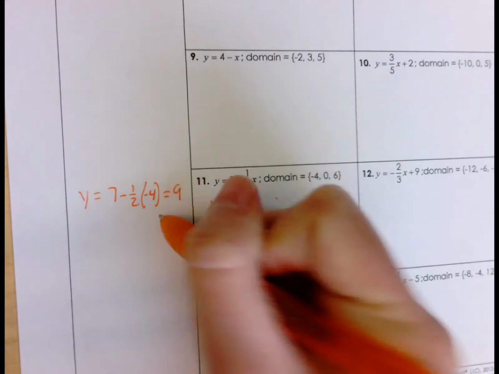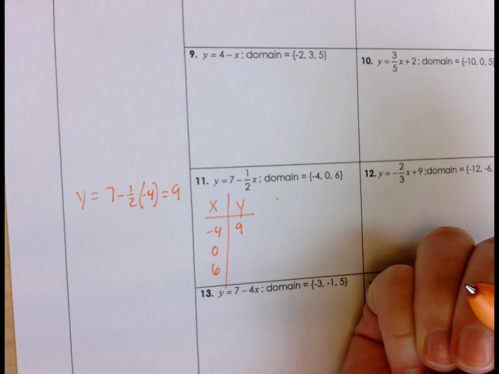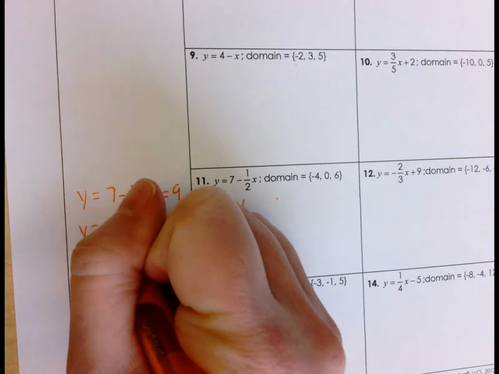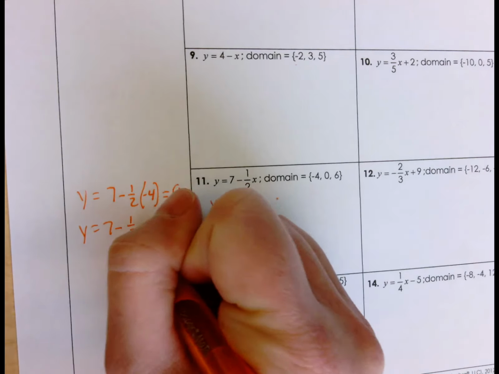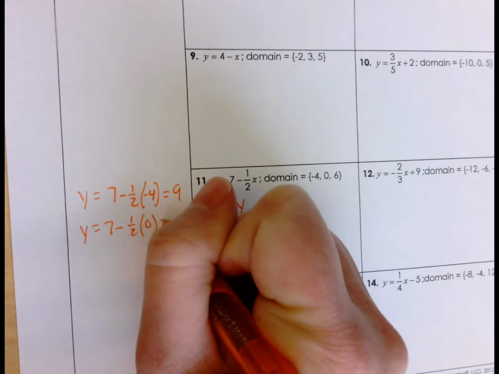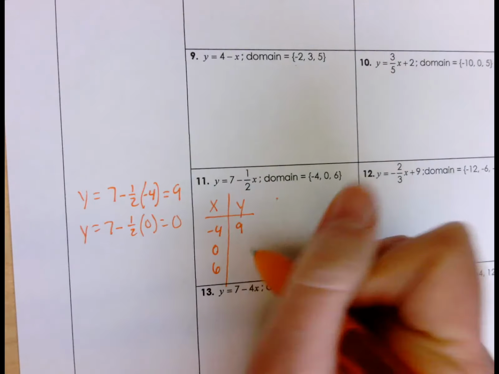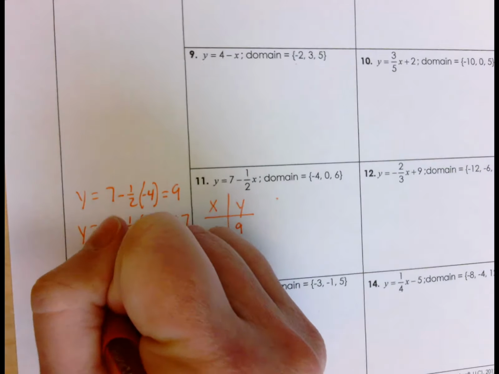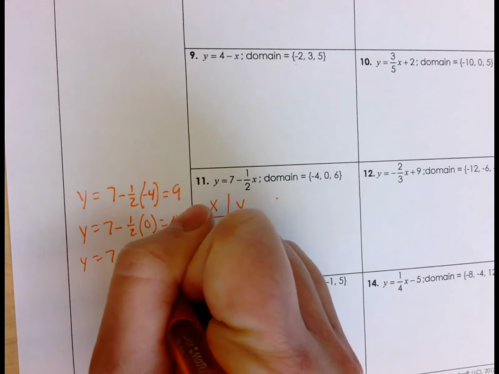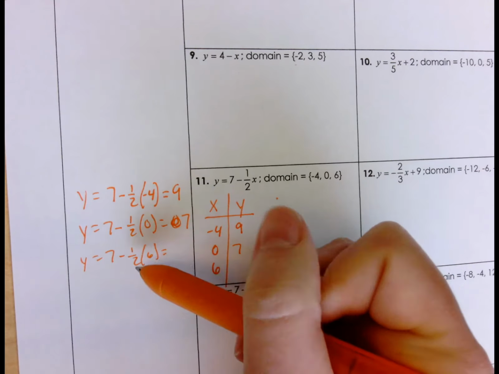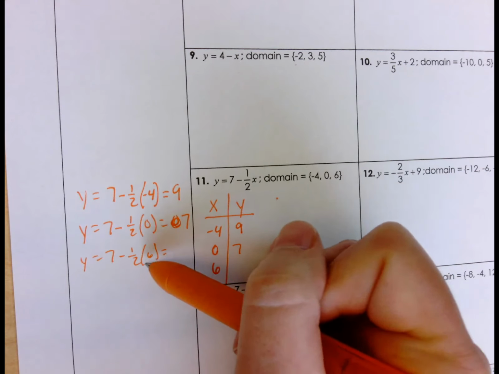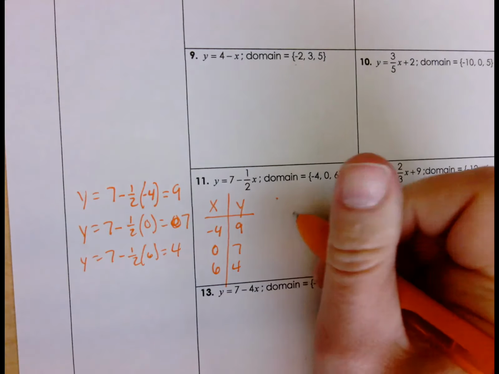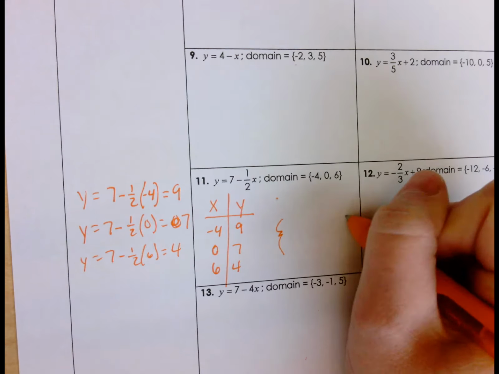If you want to plug that into a calculator, you can do that as well. That'll give you a +9. The second one, we have 7 minus 1/2 multiplied by a 0. And 7 minus 0 is 7. Okay. And then the last one we have is an input of 6, and when we multiply that out, we get a -3. 7 minus 3 is 4. Okay, and so we end up with a range.